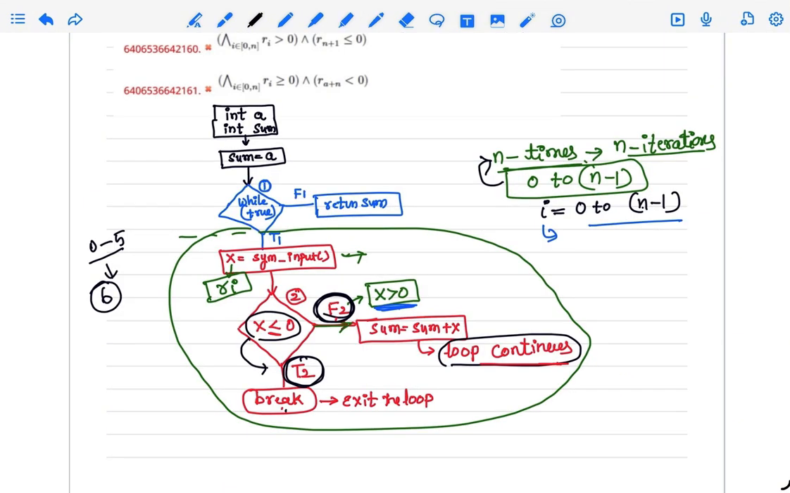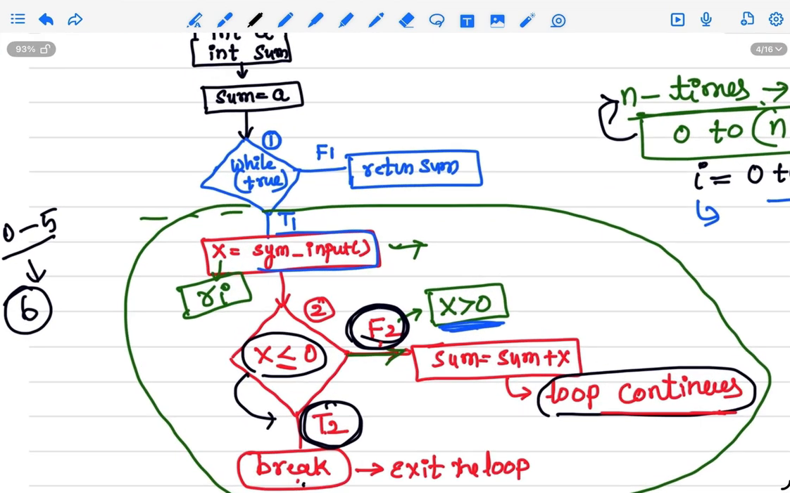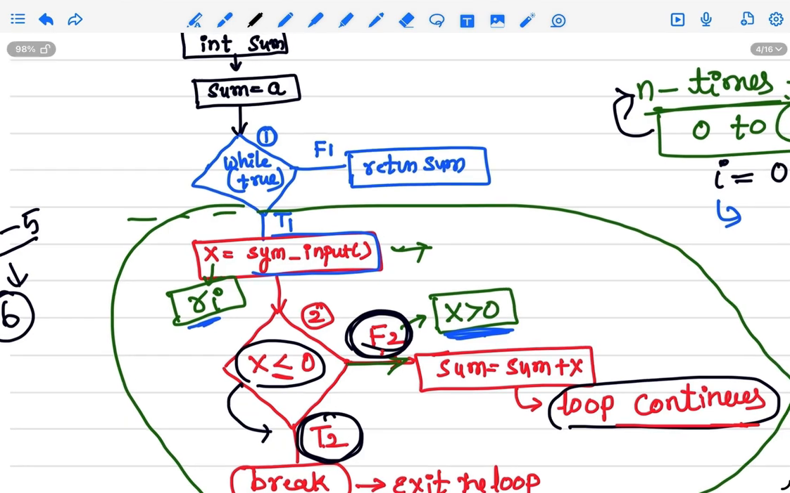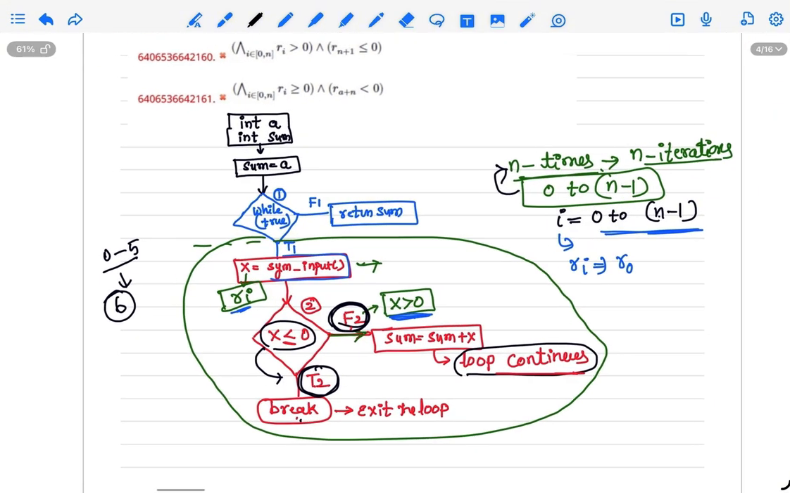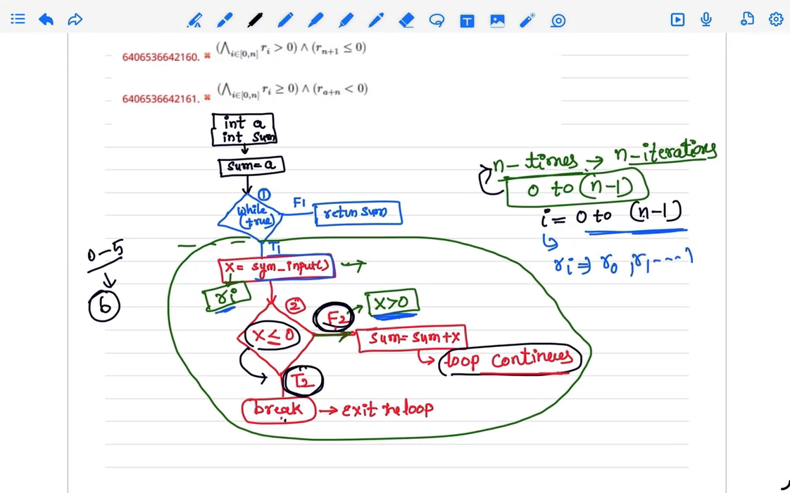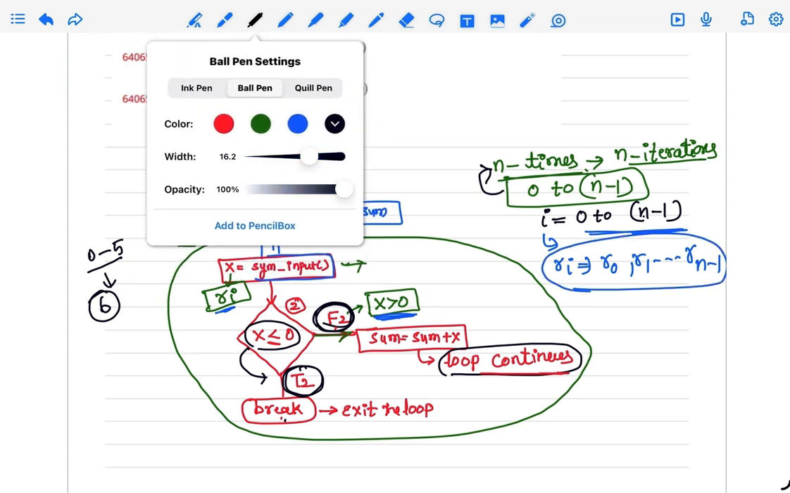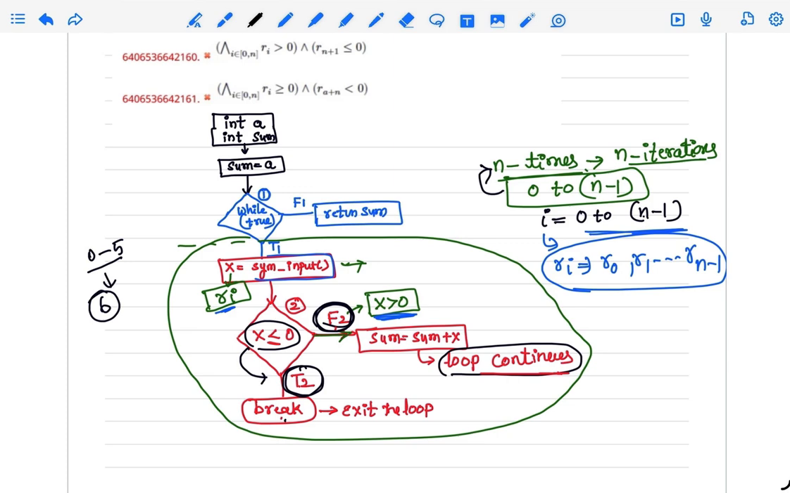Here the symbolic inputs, remember, here we already write the symbolic inputs x, that is ri. So the symbolic inputs are ri, right? Ri, where i changes from 0 to n minus 1, for the number of iterations. So r0, r1 and so on, rn minus 1. So all these are symbolic inputs, friends.